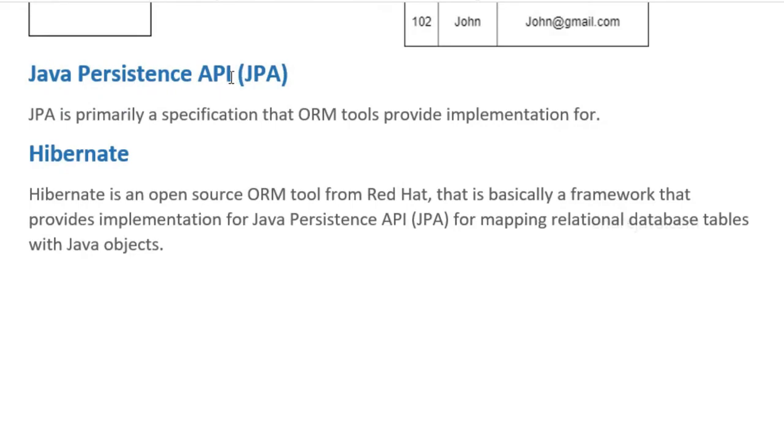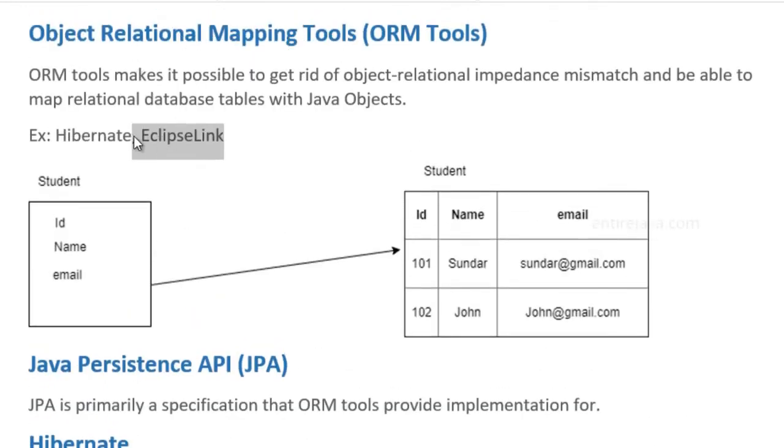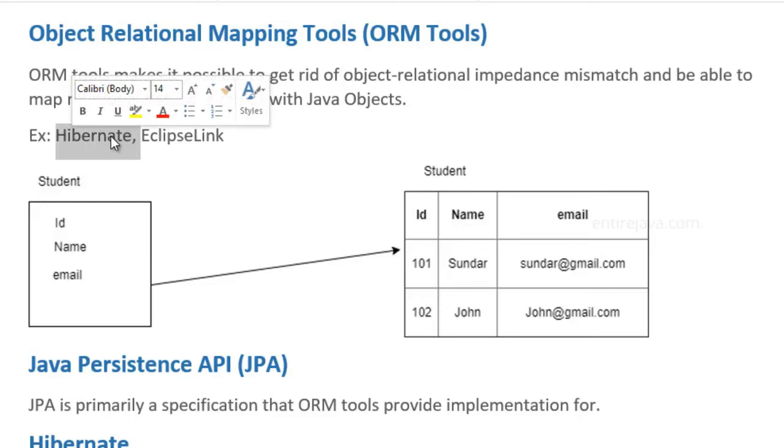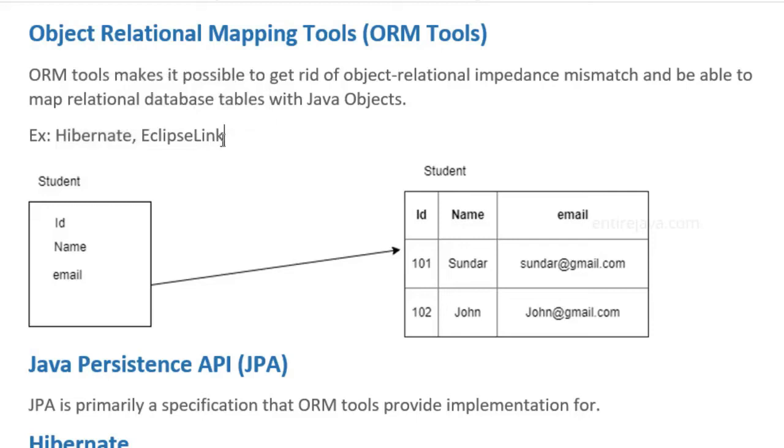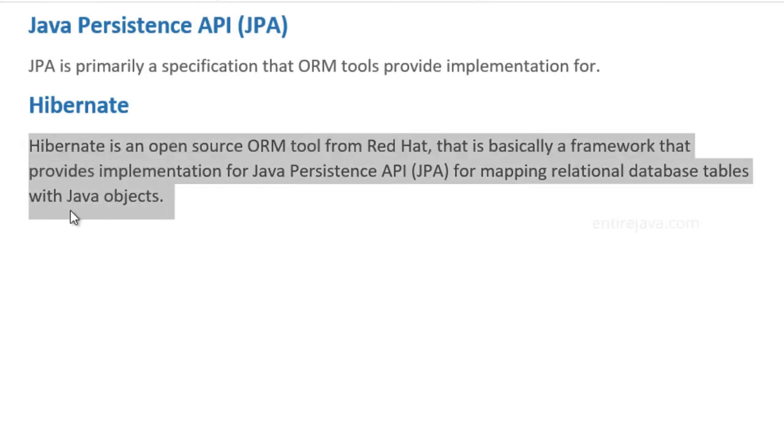Java Persistence API is simply a specification whose implementation is actually provided by these ORM tools, and Hibernate is one of them. So at later point of time, if you try to switch to a different alternative or a different ORM tool, then you have that flexibility because all these frameworks will actually implement the same specifications, which is Java Persistence API specification. And here's the Hibernate definition, and you'll be able to understand on your own. Hibernate is simply an open source ORM tool from Red Hat, and that is basically a framework that provides implementation for Java Persistence API.